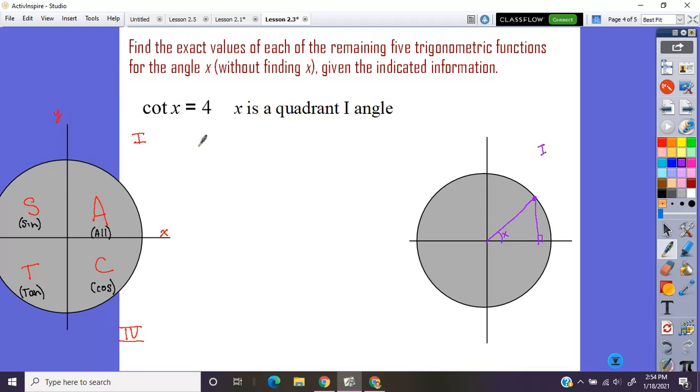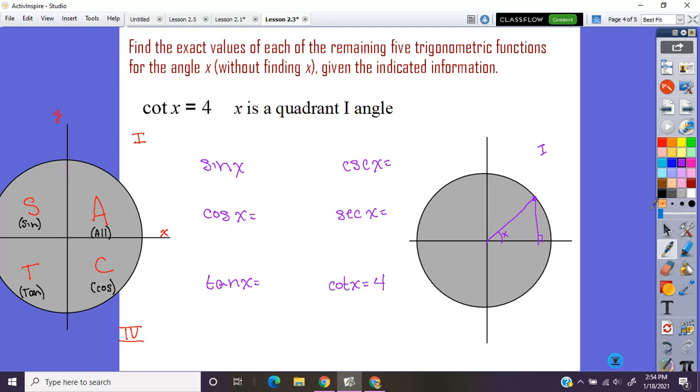And now cotangent. So we want to find all the others. So we still need to find sine of x, cosine of x, and tan of x, and the reciprocals. So cosecant of x, secant of x, and then we've already got cotangent of x. We already know that that's 4.